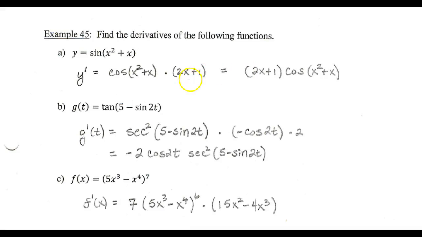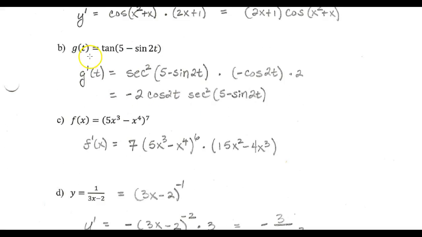Okay, again, I usually move that 2x plus 1 out in front because that's the proper way to write this. This times can be confusing here because it might look like this 2x plus 1 is times this x squared plus x, but it's not. All right, this is the argument of the cosine function, so you can't bring this 2x plus 1 in here. It goes in front. So it's 2x plus 1 times the cosine of x squared plus x.